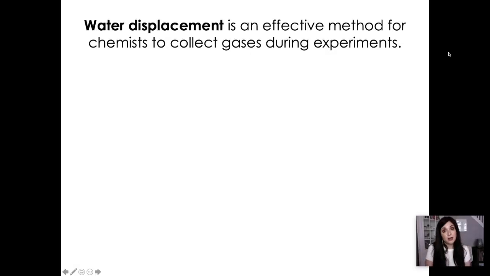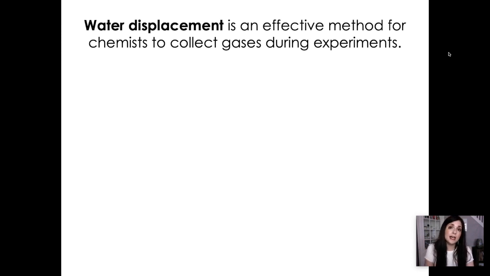So Dalton's law becomes cumbersome for students because they forget about this little step right here. And it has to do with actually collecting gases in a laboratory setting. It's very difficult to collect gases, of course, because they are very far apart from one another, and because they have so much energy, they're hard to contain within one system. So one way that chemists can actually collect gases is by using a method called water displacement. So water displacement is an effective method for chemists to collect gases during experiments.